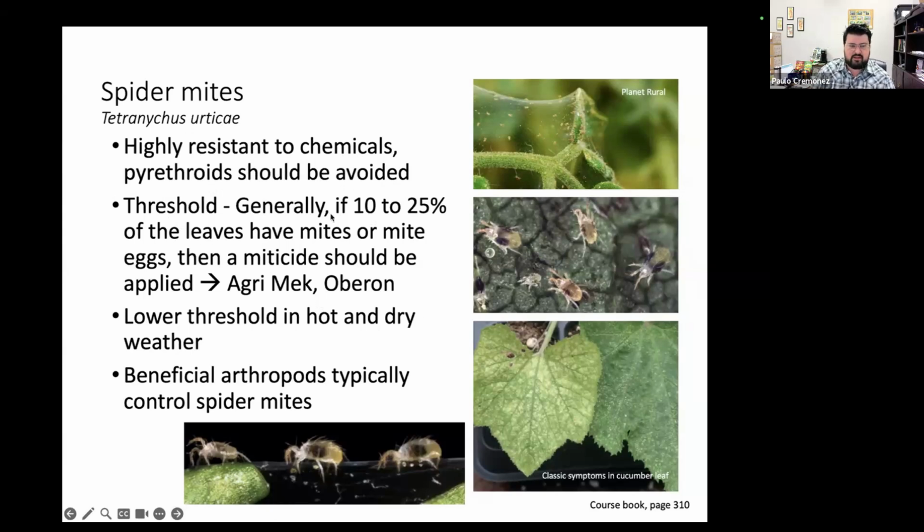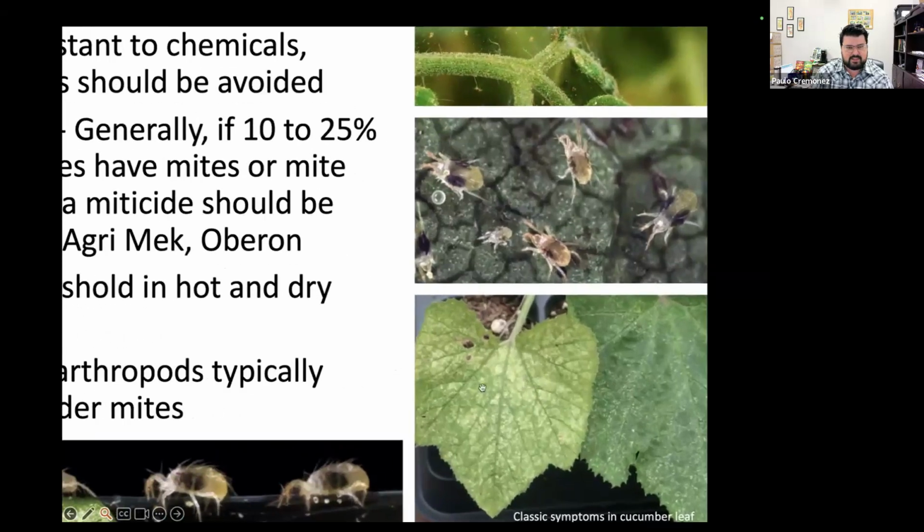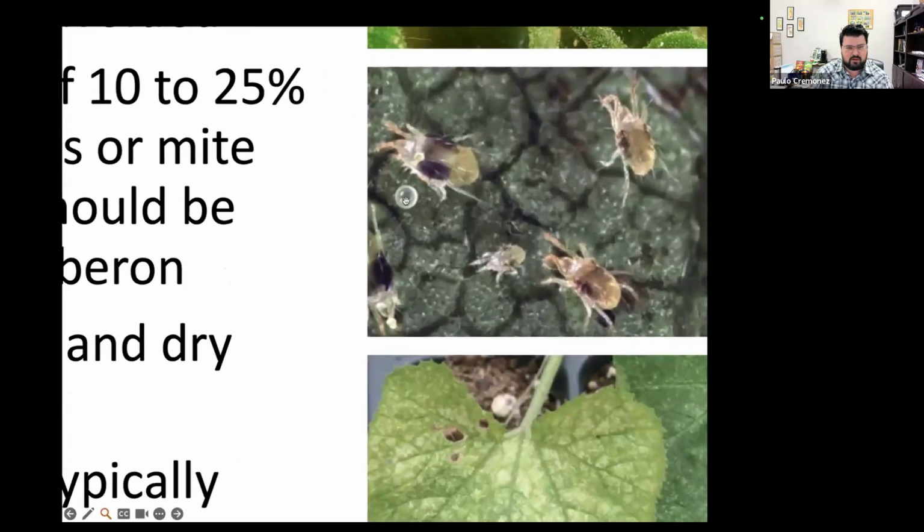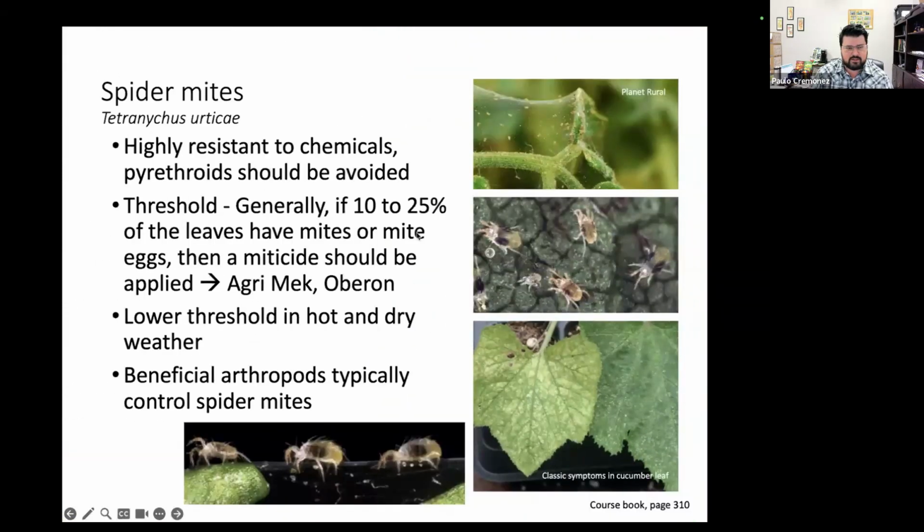The threshold generally is if 10 to 25% of the leaves have spider mites or spider mite eggs, like this small, very circular shaped structure right here, that counts as well, then a miticide should be applied like Agrimek or Oberon. The threshold may be lower in hot and dry weather. So if it's hot and dry, you need to account for less than that to spray your insecticide. You can also make use of beneficial arthropods.